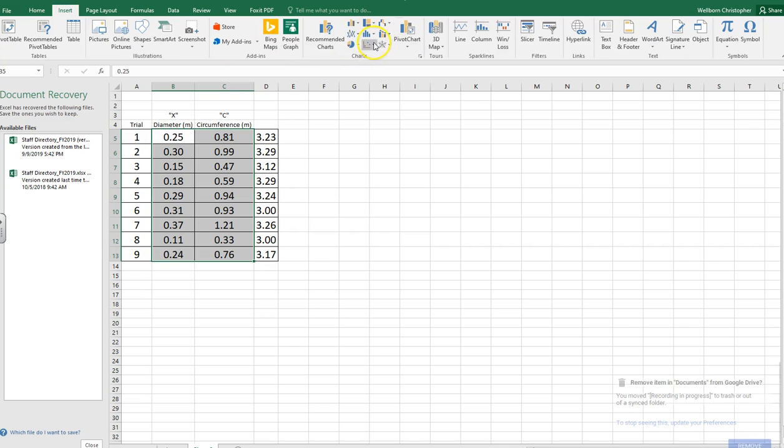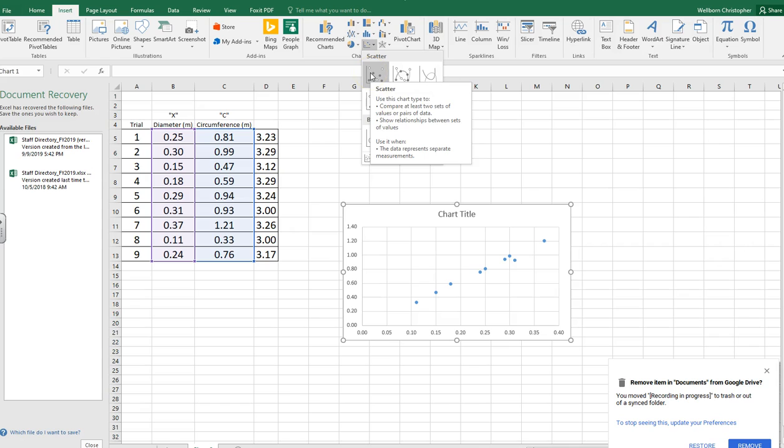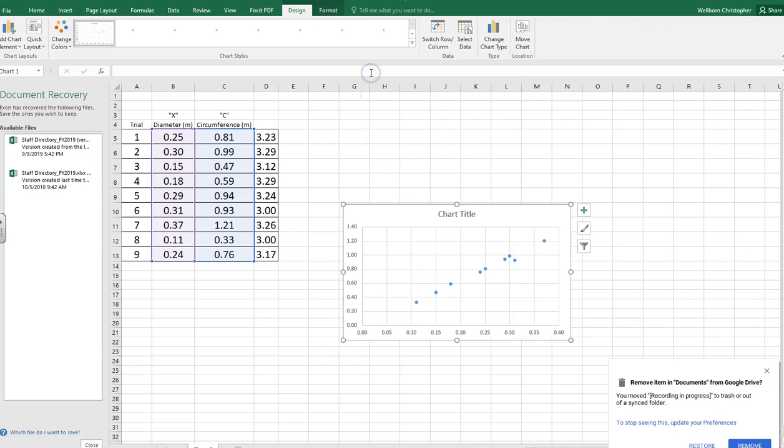And then right in the center of the bar at the top where it says charts, you can see a little scatter plot. Drop that down, just going to do a regular old scatter plot. I don't even know what the other ones are. Boom. And then here's your data, lined up, ready to go. So far, piece of cake.